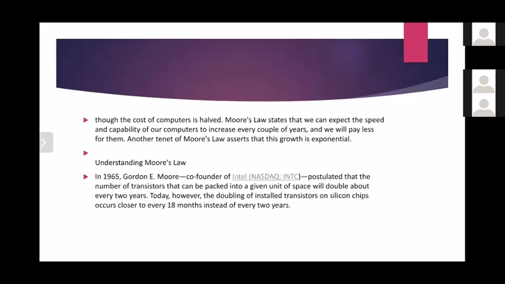Understanding Moore's law. In 1965, Gordon E. Moore, co-founder of Intel, postulated that the number of transistors that can be packed into a given unit of space will double about every 2 years. Later revised to every 18 months instead of every 2 years.